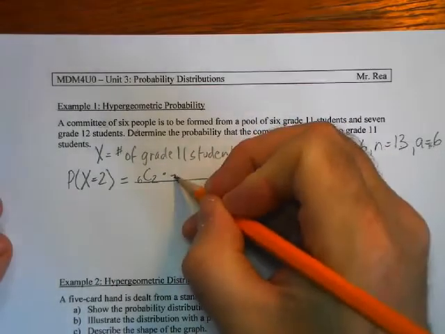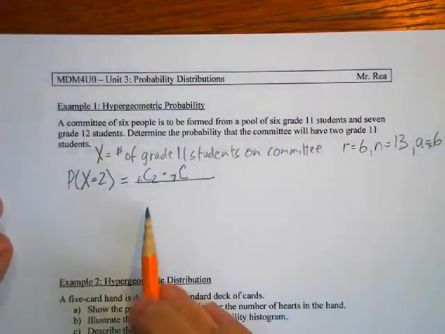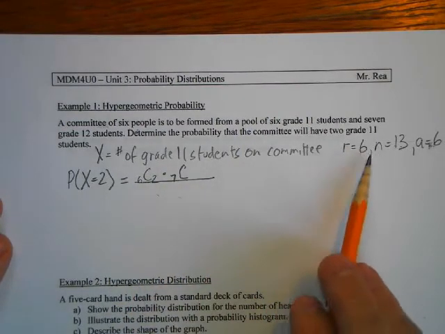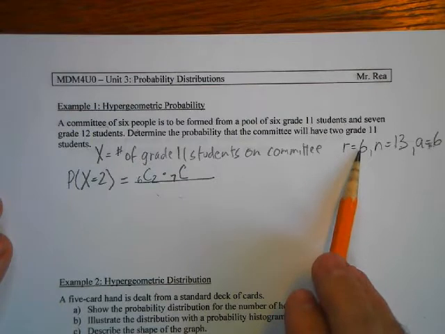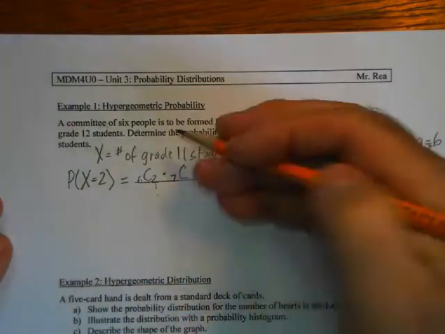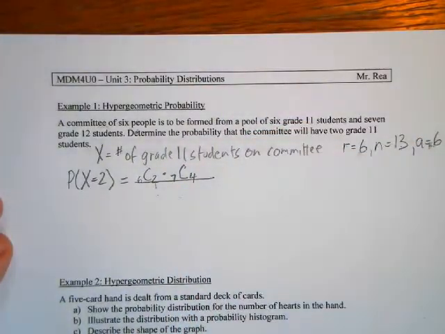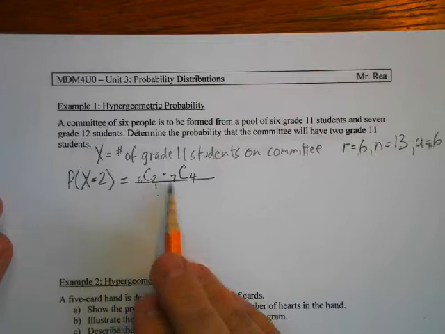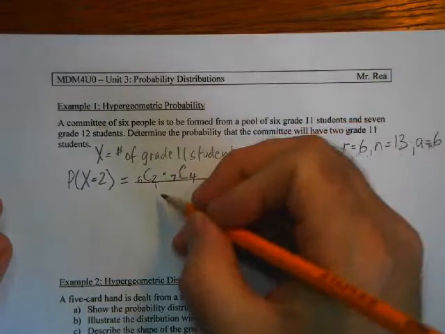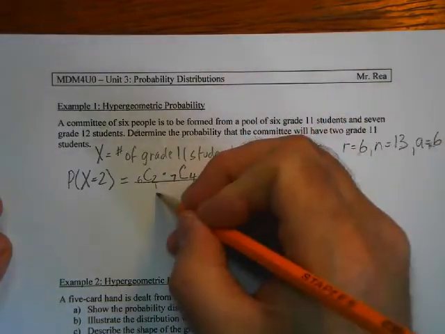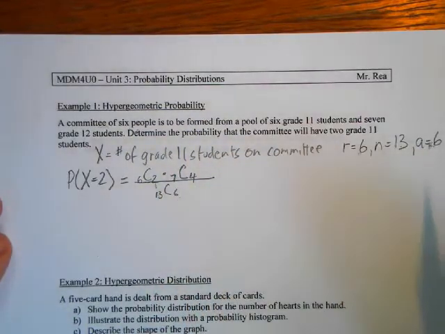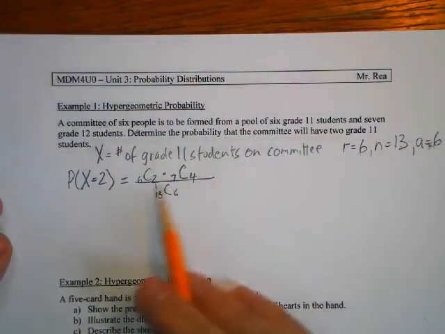So in this case, 7 grade 12 students. So 7 choose, and since we want a committee of 6 students, that's our R value, and we've already picked 2 grade 11 students, so we have 4 students left to pick that aren't grade 11 students. So it's 6 choose 2 times 7 choose 4, and that's over N choose R, 13 choose 6. That's the total number of all combinations of 6 students for this committee.